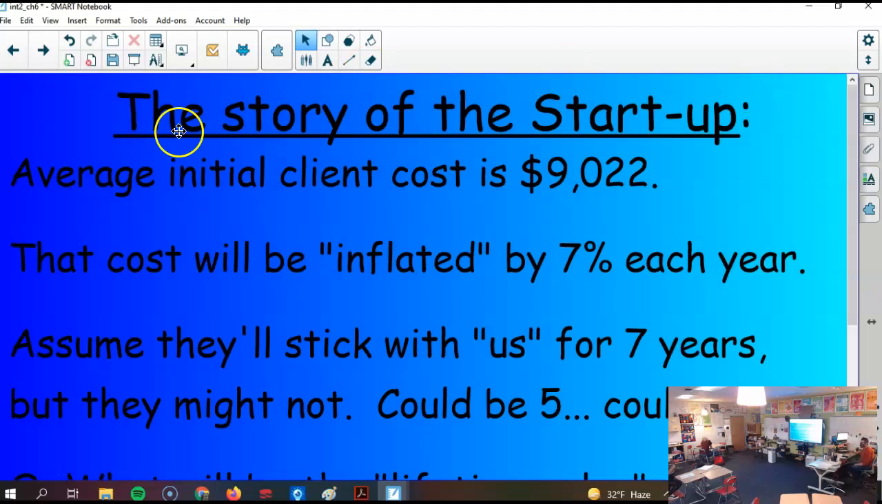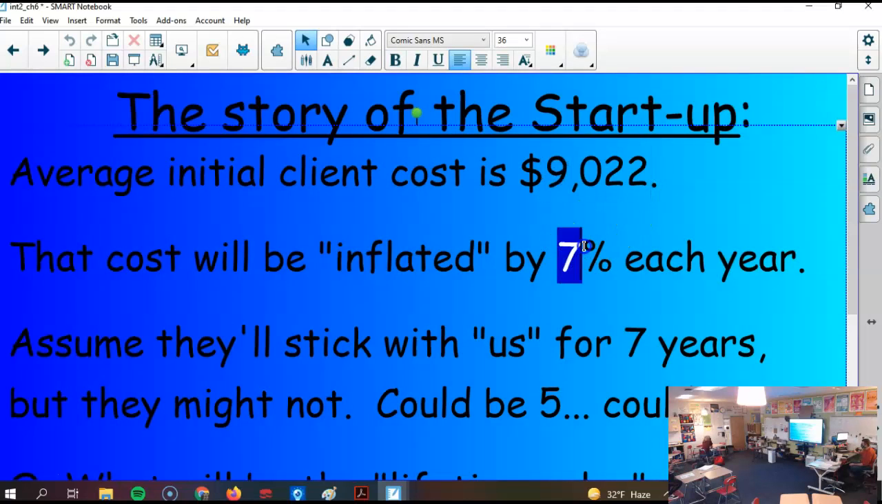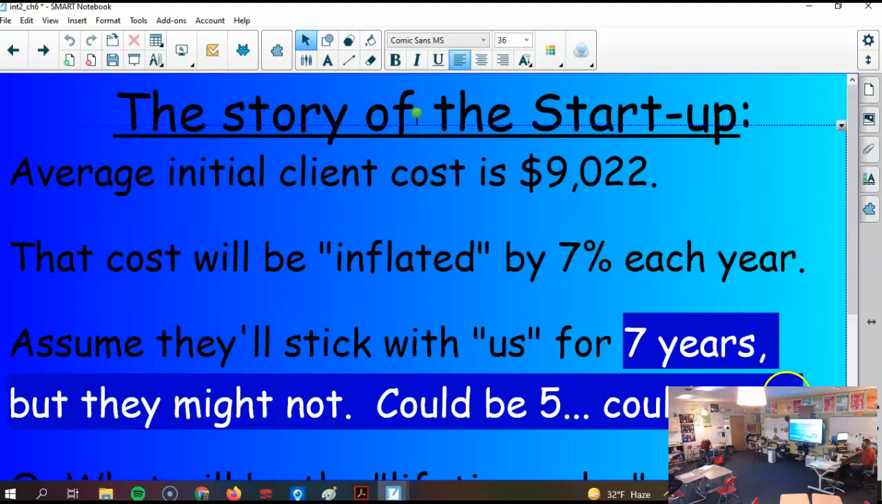So by the end, we should be able to change this number if we get a clean formula. We should also be able to change this number. And we should also be able to change how long they're with us, because this is really what is going to make this complicated. Is they're going to stick with us for multiple years.